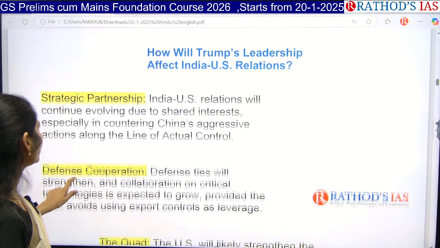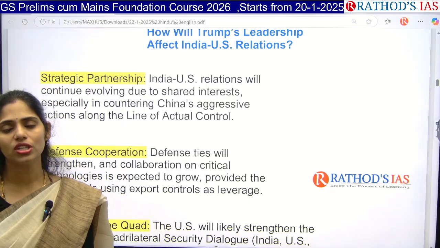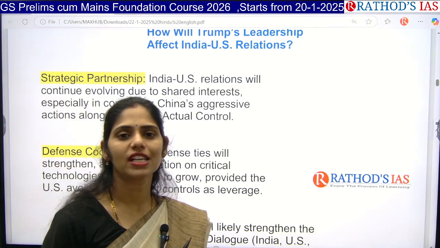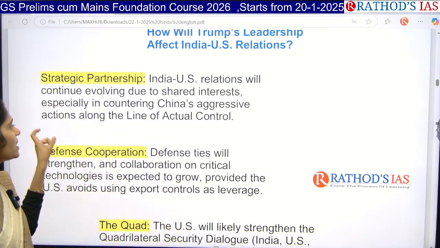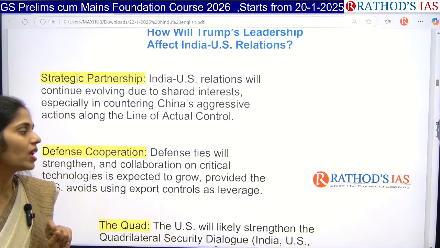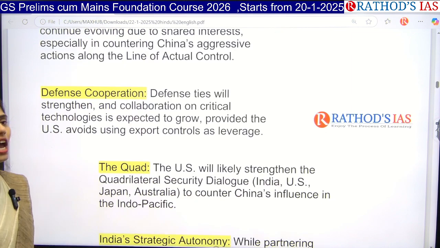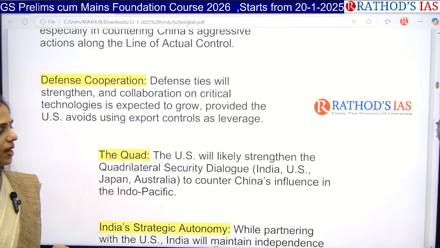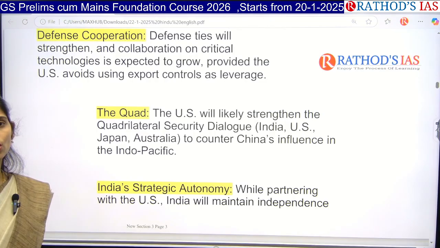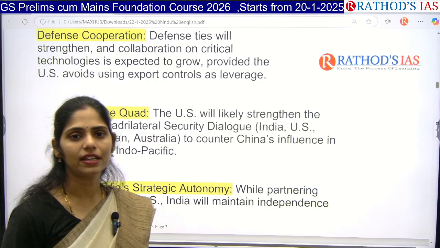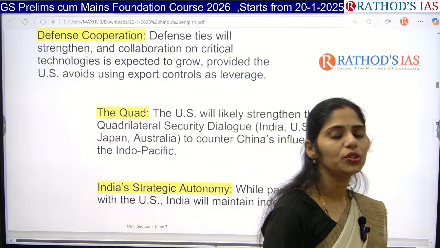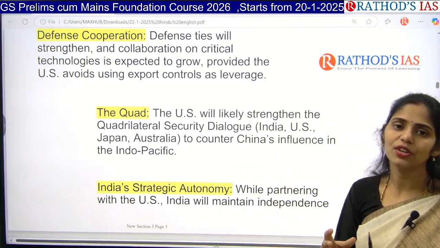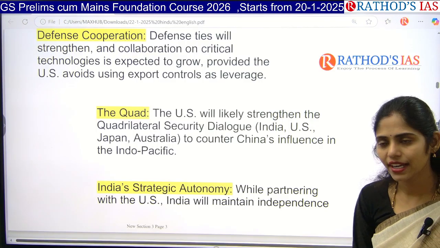For example, if you see the strategic relationship, India and the US have common interests. One common interest is the Indo-Pacific region. Next is countering China. So these two ideas can bring these two countries together. And next is defense cooperation. Whatever defense ties are there, we can strengthen those as well. And next is Quad. As you all know, Quad contains 4 countries: India, US, Japan and Australia. So here Quad will also bring India and the US together so that they can counter China together.